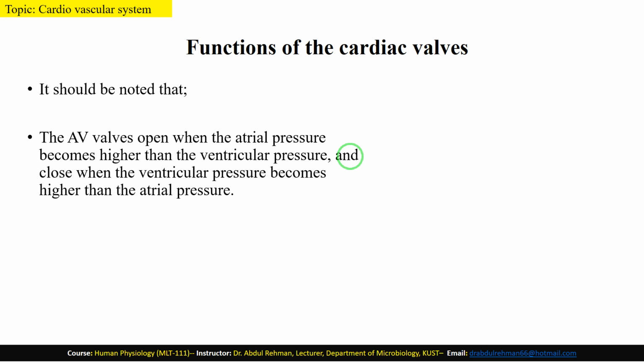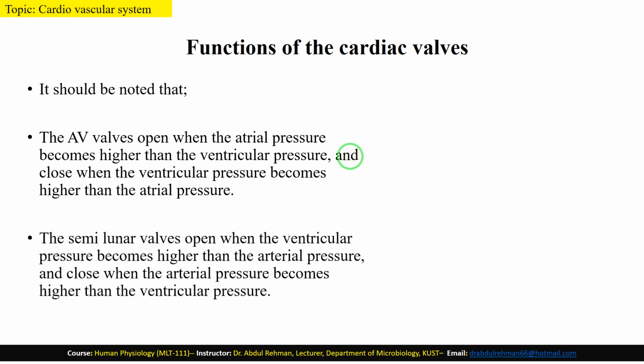these valves become closed. Similarly, the semilunar valves open when the ventricle pressure becomes higher than the arterial pressure. It means during ventricular systolic condition these valves open, but during ventricular diastolic conditions these valves close to prevent the backflow of the blood.